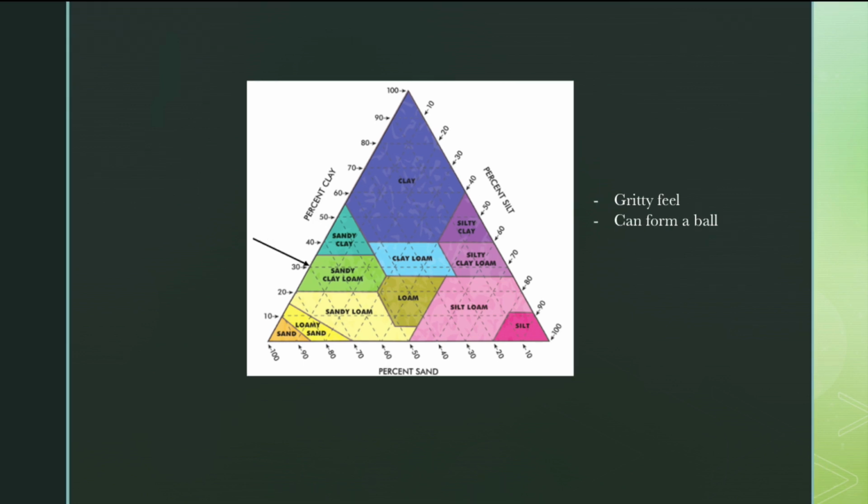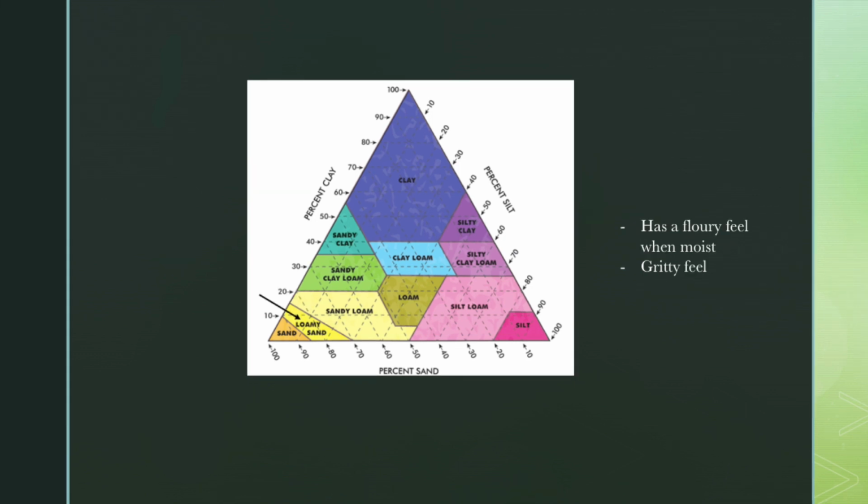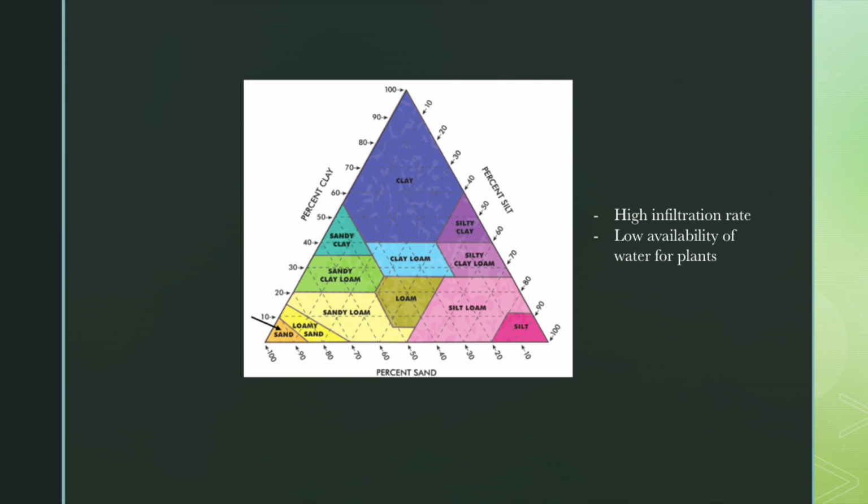Sandy clay loam has a gritty feel but contains enough clay to form a firm ball. Sandy loam has a moderate infiltration rate, a gritty feel, stains the fingers, and forms a ball that can be picked up with the fingers and handled with care without breaking. Loamy sand has a gritty feel, stains the fingers, and forms a weak ball but cannot be handled without breaking. Sand has little resistance to root growth, high infiltration rate, and low availability of water for plants.